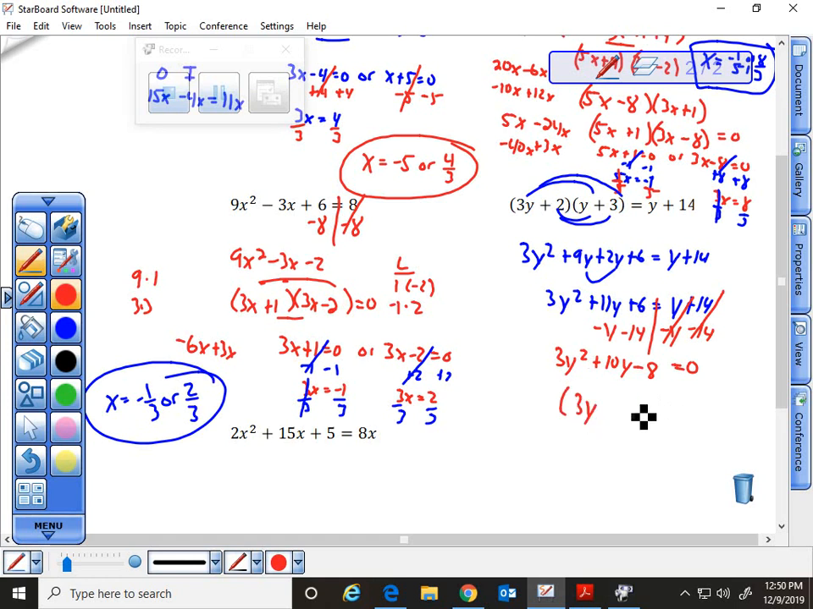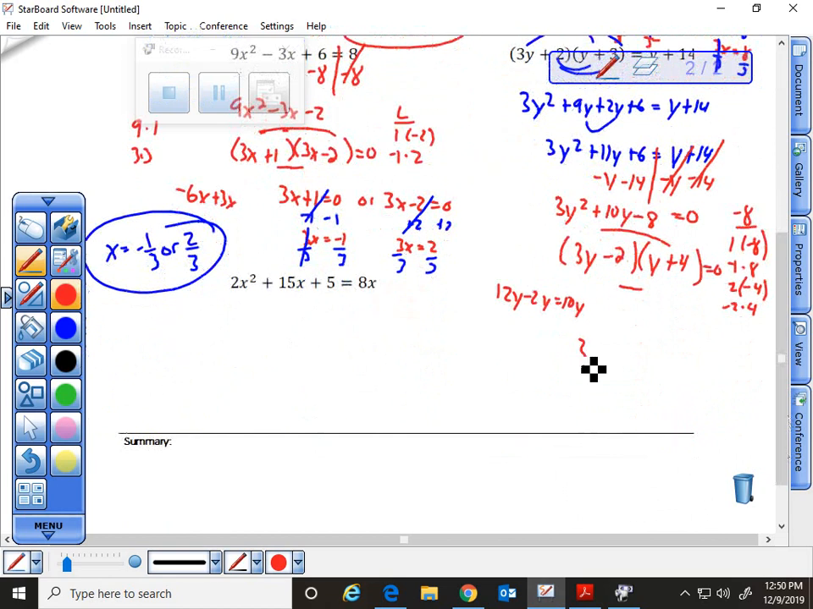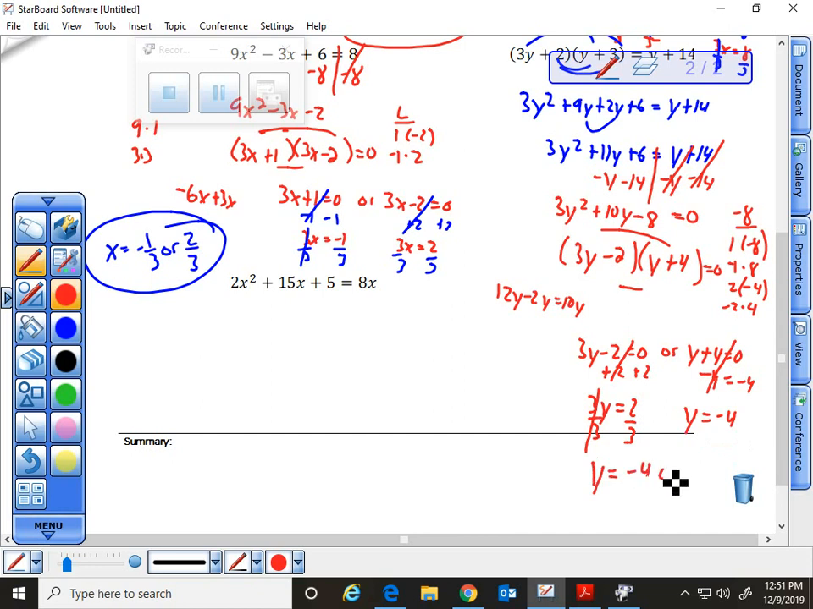So chances are it's going to be 3y and y, and with the negative 8 you have 1 and negative 8, you have negative 1 and 8, you have 2 and negative 4, and you have negative 2 and positive 4. Let's try that one. Negative 2, positive 4, see what we get. On the outside and inside, we get 12y minus 2y, which is 10y. That works. So set equal to 0. We'll have 3y minus 2 equals 0, or y plus 4 equals 0. Add 2 to both sides. Divide by 3. Subtract 4 to both sides. You get y equals negative 4. So your answer is y equals negative 4 or 2/3.